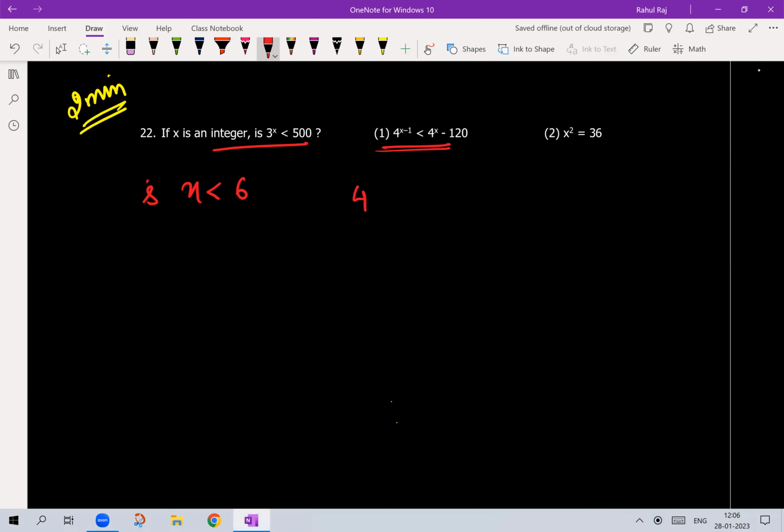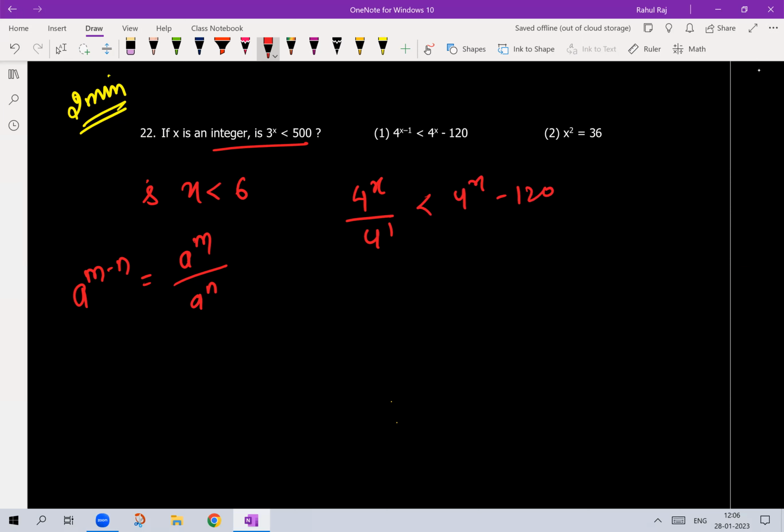Can I say 4 to the power x minus 1 is 4 to the power x by 4 to the power 1? Because please understand, a to the power m minus n is what? A to the power m by a to the power n. A to the power m plus n is what? A to the power m into a to the power n. Right? So can I simply write it 4 to the power x minus 1 is 4 to the power x by 4 to the power 1, less than 4 to the power x minus 120.